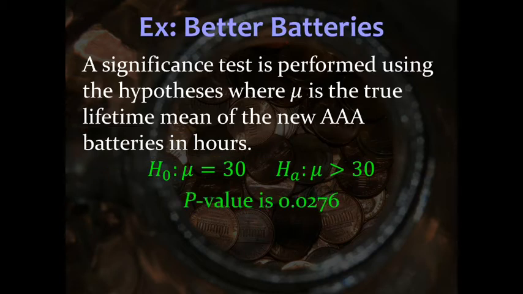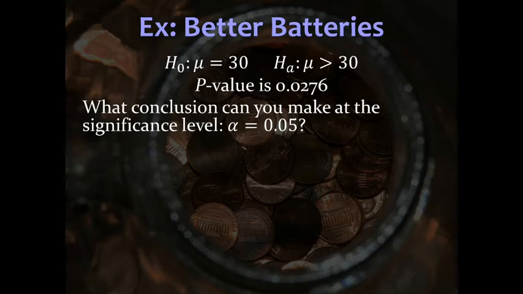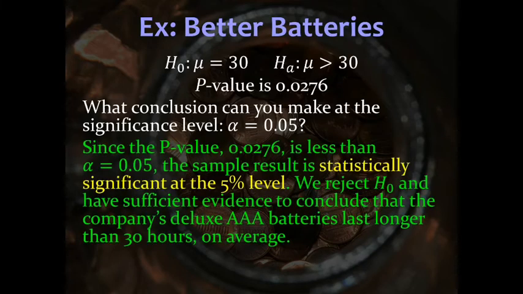So a significance test is performed, and it turns out the p-value is 0.0276. All right? So, part A. What conclusion can we make at the significance level of 0.05? Well, the p-value here is less than the alpha value, so we have a statistically significant result. Since p is less than 0.05, we reject the null and have sufficient evidence to conclude that the company's deluxe AAA batteries last longer than 30 hours on average.